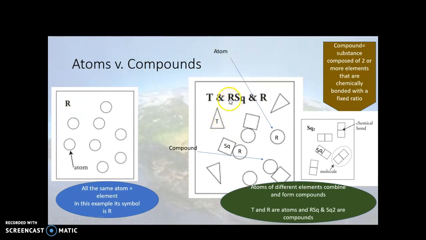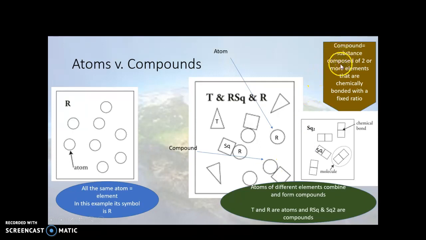We also have the R, that's representing the symbol for an element from the periodic table, and then S, capital S, lowercase q. The capital S next to a lowercase letter says those two go together. So right here is my example of my element Sq and my element R. So I have T from the periodic table, R, and Sq. But they're all mixed here together, so this is not an element. There are several atoms and there are some compounds here.